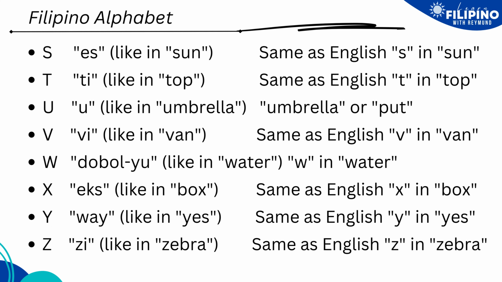The letter S, like the S in sun. The letter T, like the T in tap. The letter U, like the U in umbrella. The letter V, like the V in van. The letter W, like the W in water. The letter X, like the X in box. The letter Y, like the Y in yes. And the letter Z, like the Z in zebra.